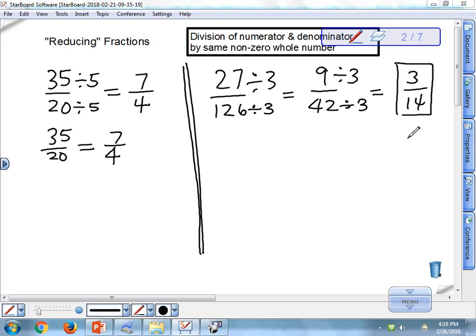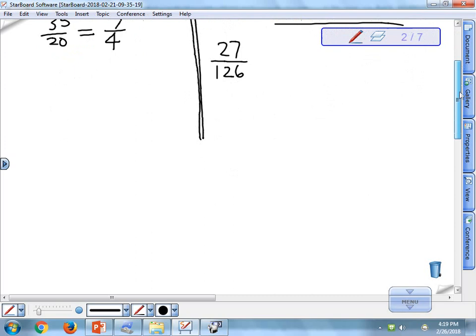Now that's one way to go ahead and reduce this fraction, is to just keep dividing by numbers that I think might divide into the numerator and the denominator. There is another way that we could have done this. Let me go ahead and show that second way. Let's take 27 and 126. And what I'm going to do in this case is let's move this out of the way and start from the beginning here.